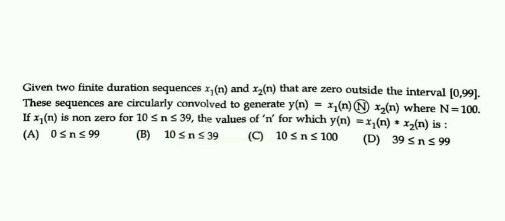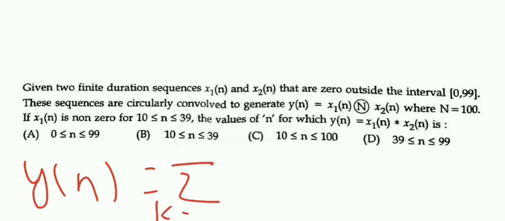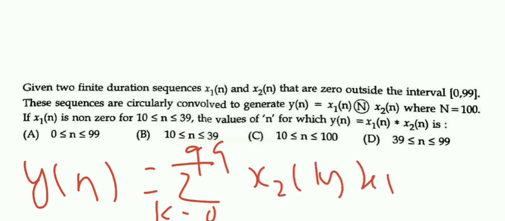So what we have to do first is write the circular convolution formula. The circular convolution formula is given by y of n equal to the sum over k from 0 to 99 of x2 of k times x1 of (n minus k) modulo capital N, right? So this is the circular convolution formula.